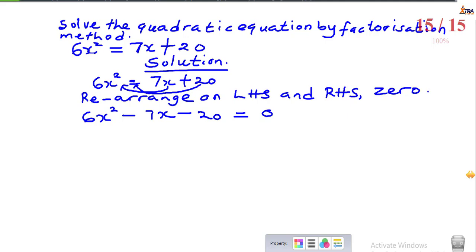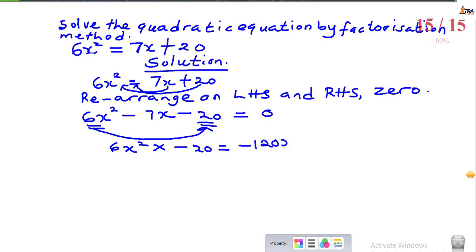So how do we factorize this? Remember, the first step here is to multiply the first term by the last term. So we have 6x squared times minus 20. And that will give minus 120x squared. Are you getting it?